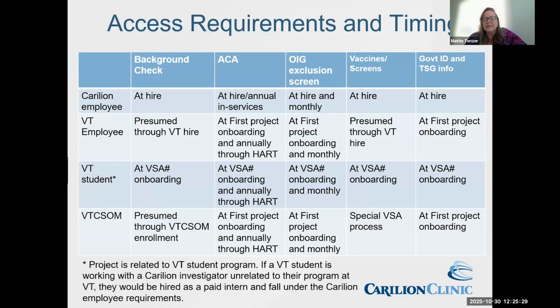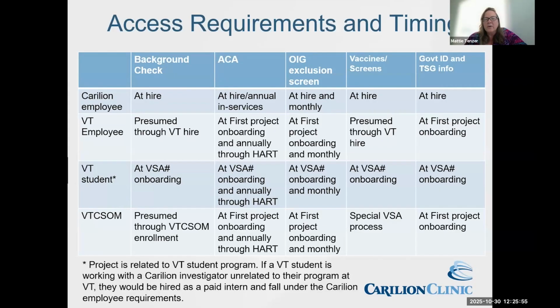So Corellian employees obviously have their background check at hire. Virginia Tech also has them at hire, so we don't redo that background check. Other students at Virginia Tech may not have that background check. So at the time that they are onboarding through our visiting student affairs, they would end up with that background check being done by their home institution. The School of Medicine, as all schools of medicine have background checks, we don't require another one of those. So that's sort of an example for each one.